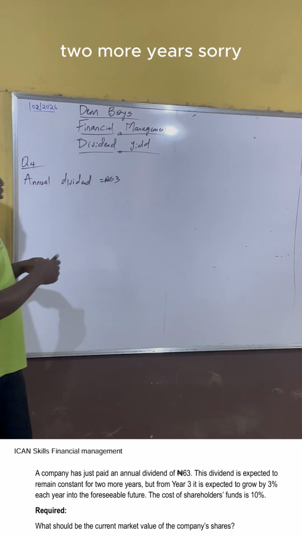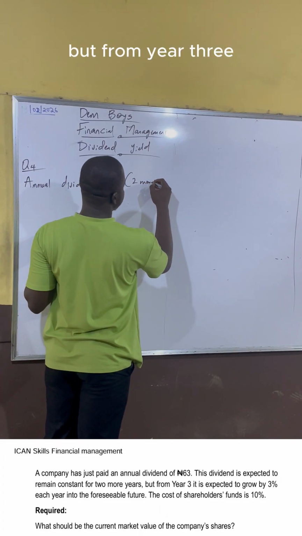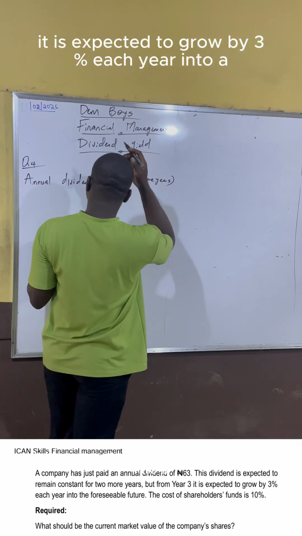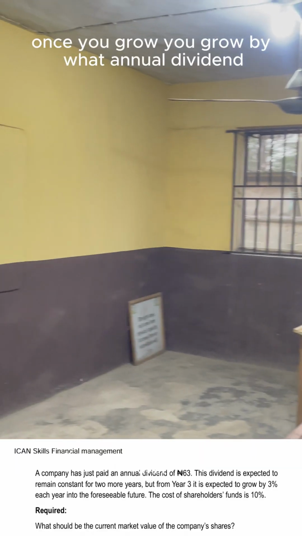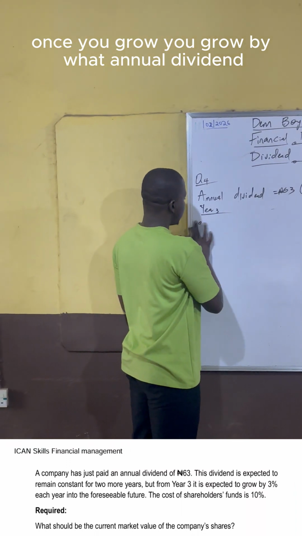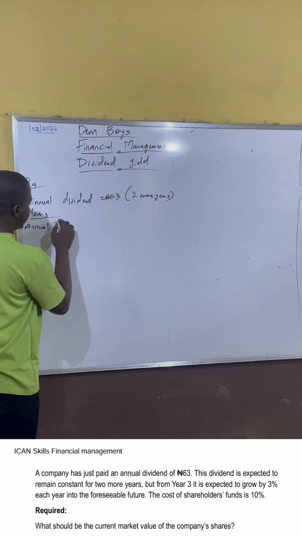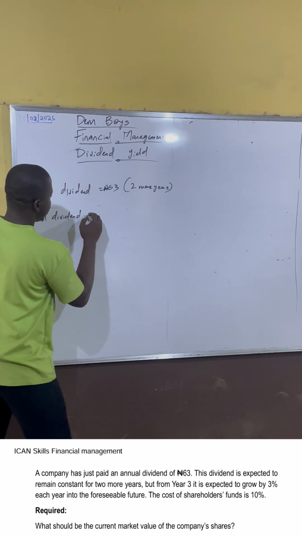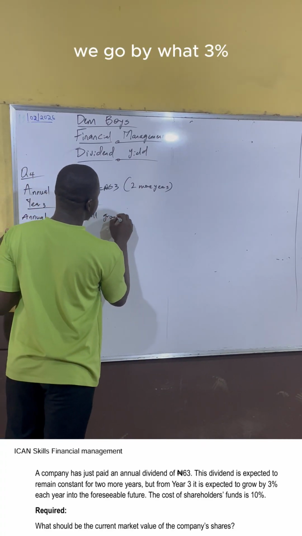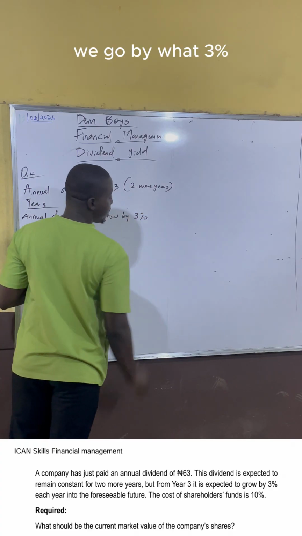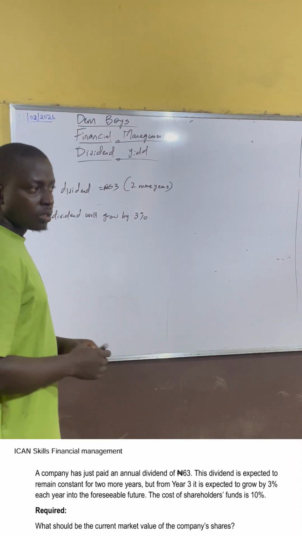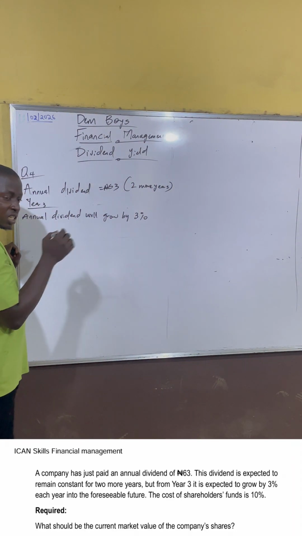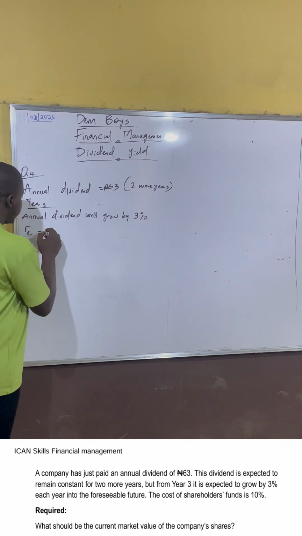The dividend is expected to stay flat for 2 more years. But from year 3, it is expected to grow by 3% each year into the foreseeable future. The annual dividend will grow by 3%. The cost of shareholders' fund is 10%. So that means the cost of equity is 10%.